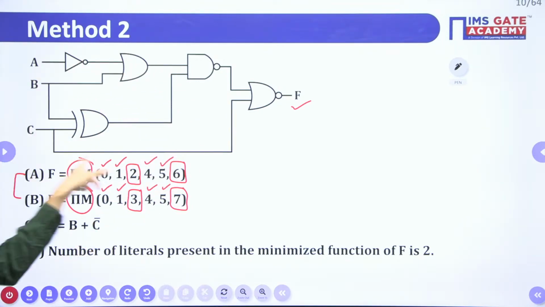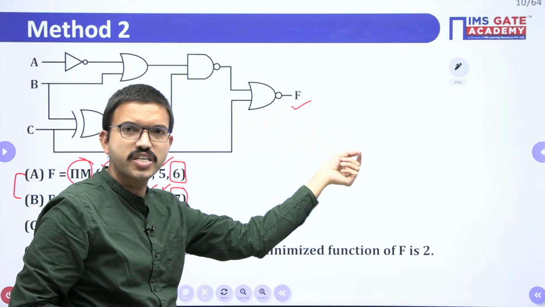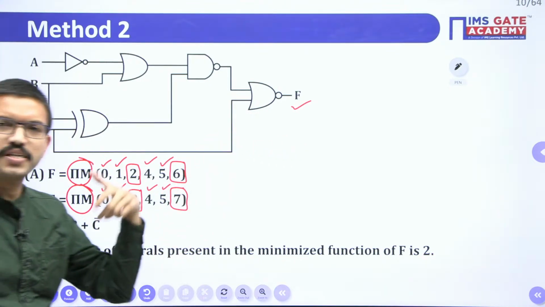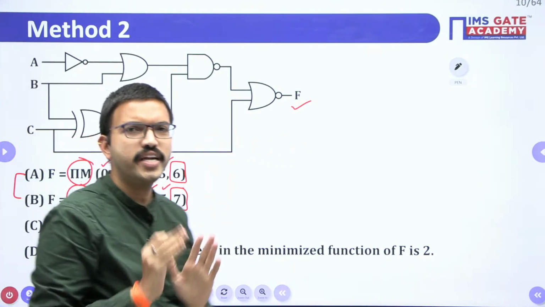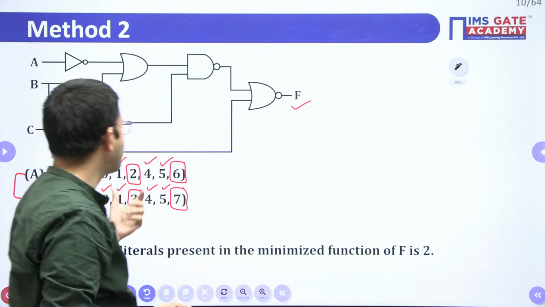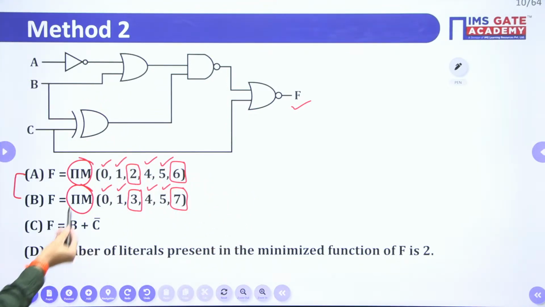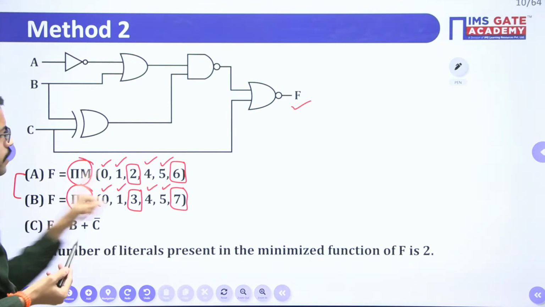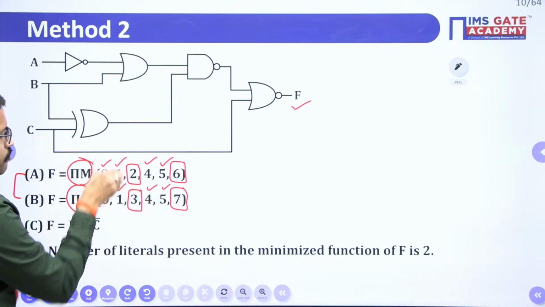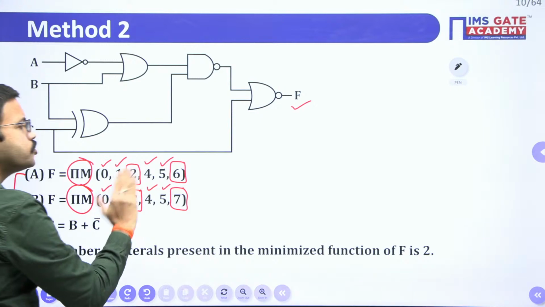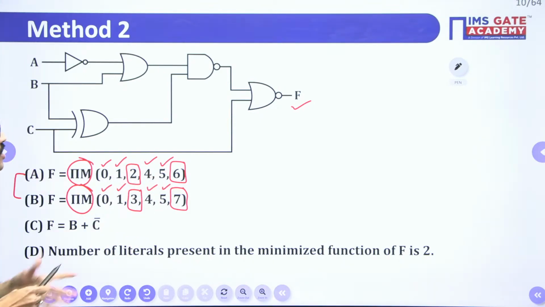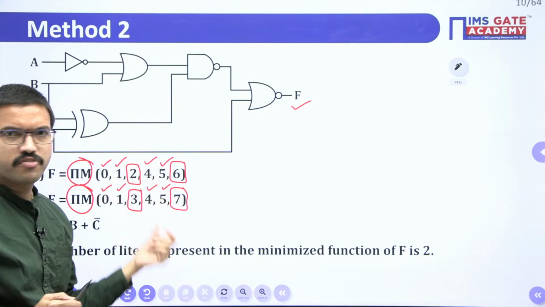For the overall circuit, you will get some output function. When you represent that function in product of max terms, pi capital M, you will get only one equivalent function. But here they have given two choices, both pi capital M, of which 4 terms are the same, but 2 terms differ. So from this you can start.